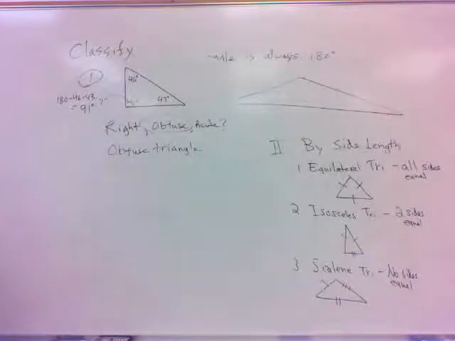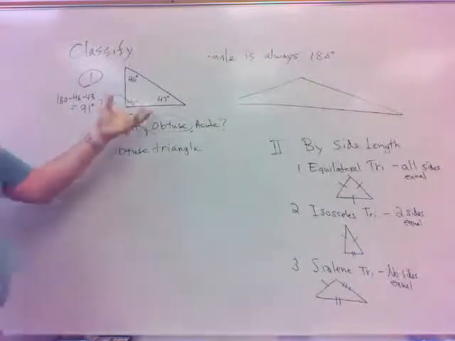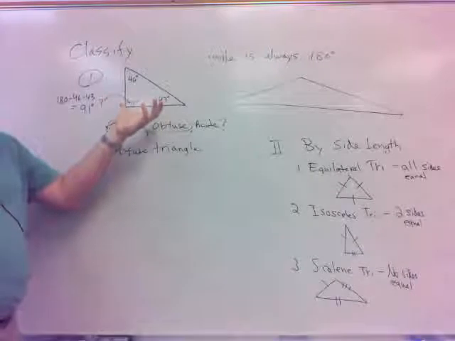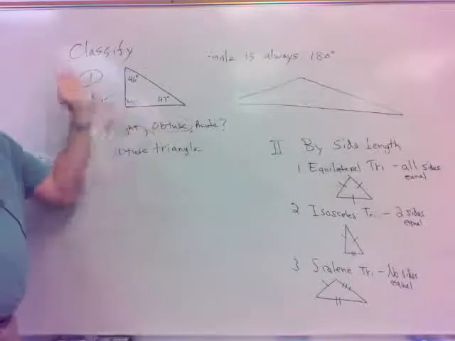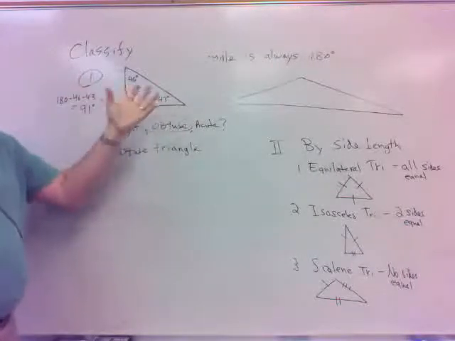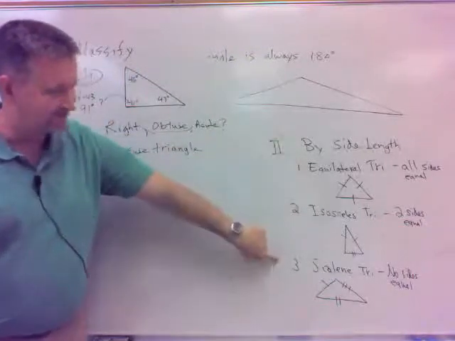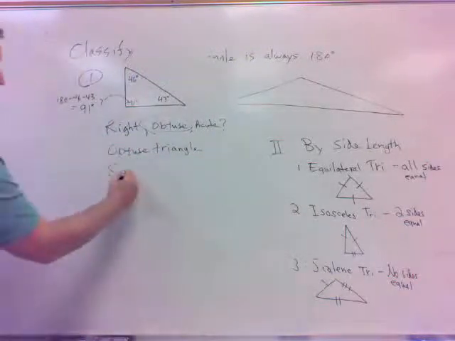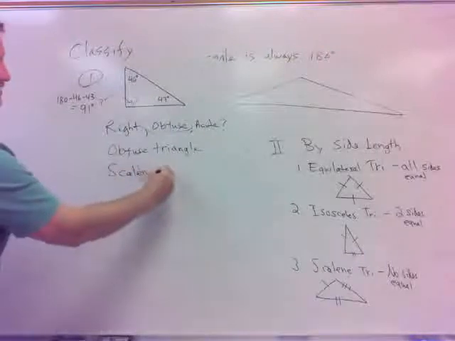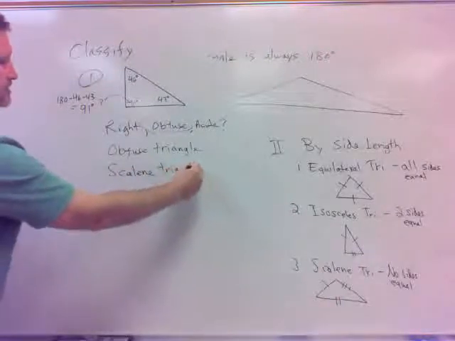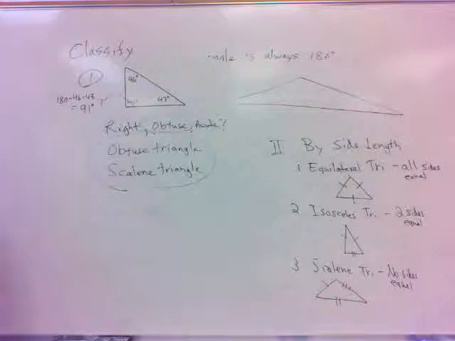That being said, are any of these sides the same? No. None of the sides are the same because they all have different angles opposite them. So which one of these three is it? Scalene, yeah. So it's an obtuse scalene triangle. Okay? Number 2.